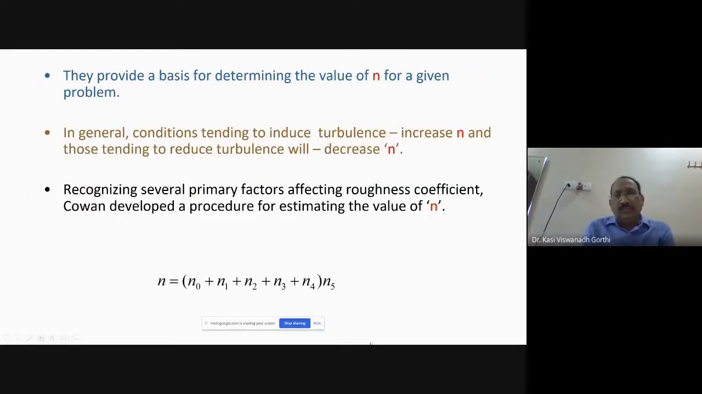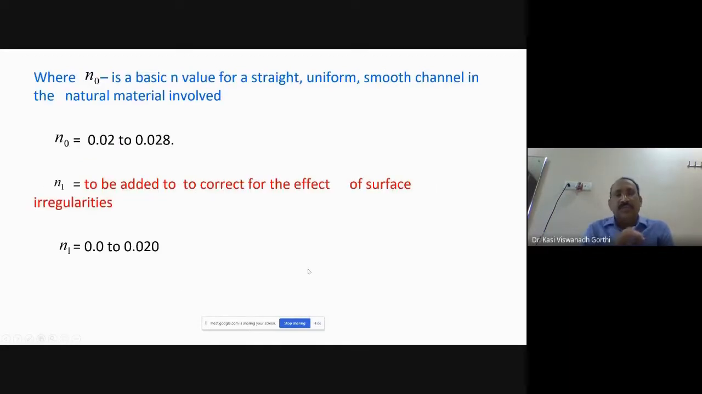Then this n0 is added with several other values of n1, n2, n3, n4. What is n1? n1 is to be added to correct for the effect of surface irregularity. If the surface is irregular, you have a maximum value equal to 0.02. If there is no effect of this irregularity and with every regular shape, 0. So n1 may be varying from 0 to 0.02.